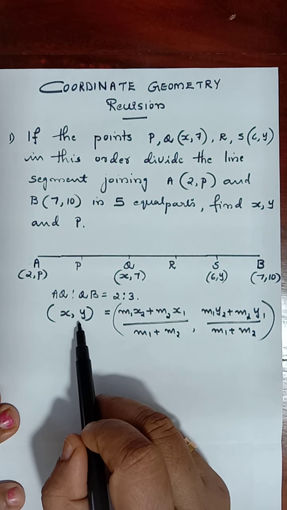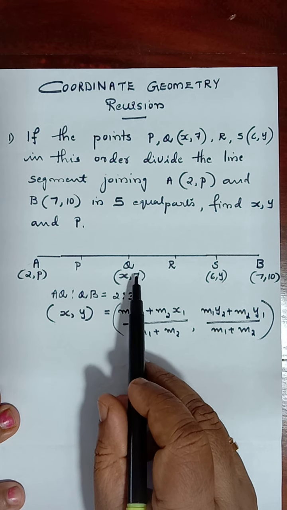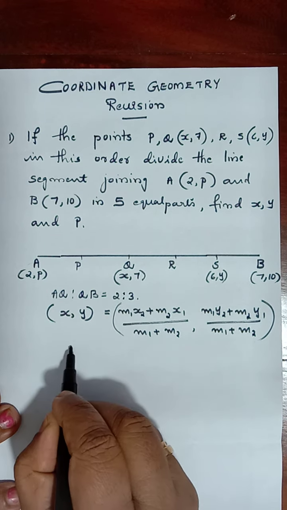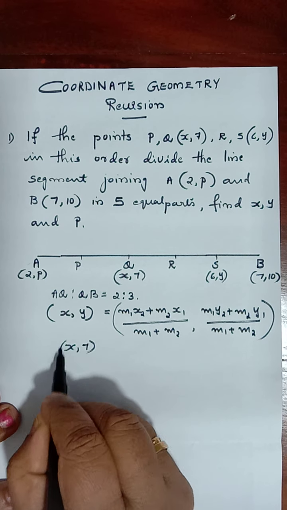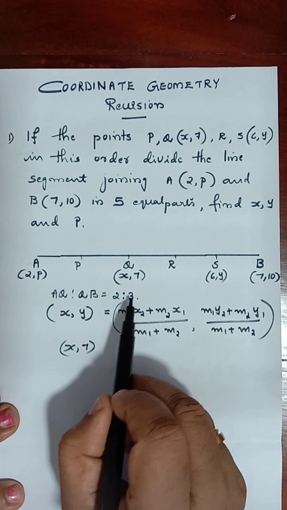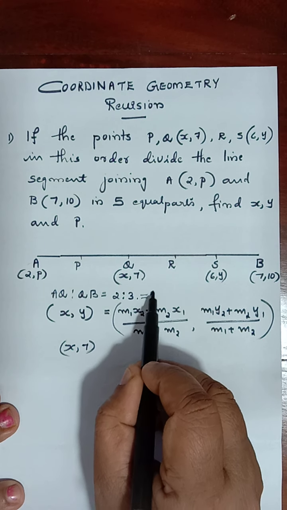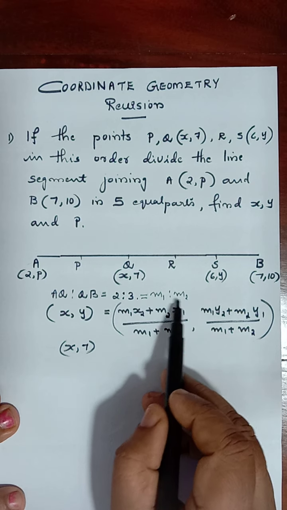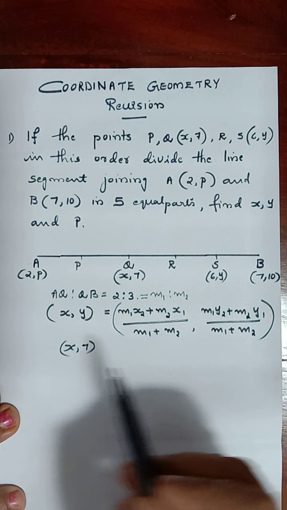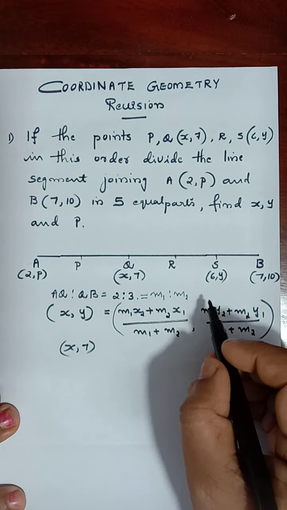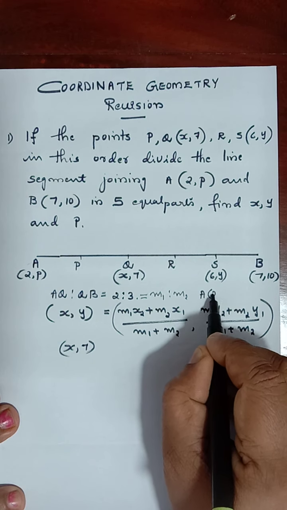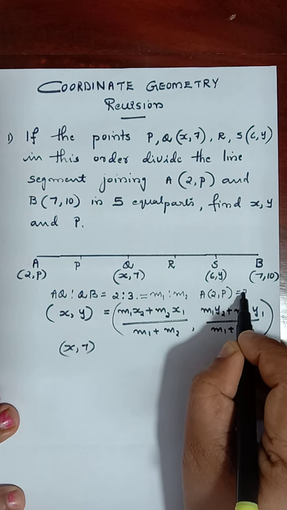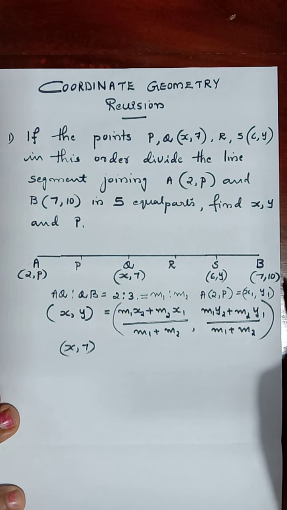Now here (x, y) means the point Q, (x, 7) it is. This is our ratio m1 to m2. Here we can take m1 equal to 2, m2 equal to 3. Here our (x1, y1) is A (2, p). And B (7, 10) is our (x2, y2).